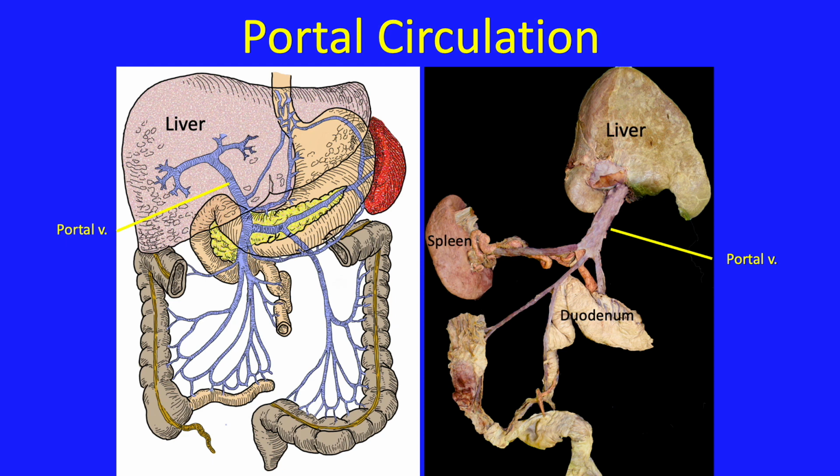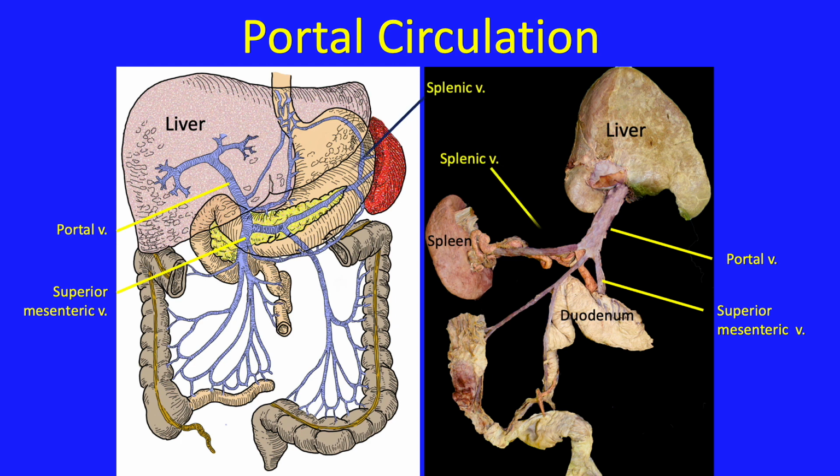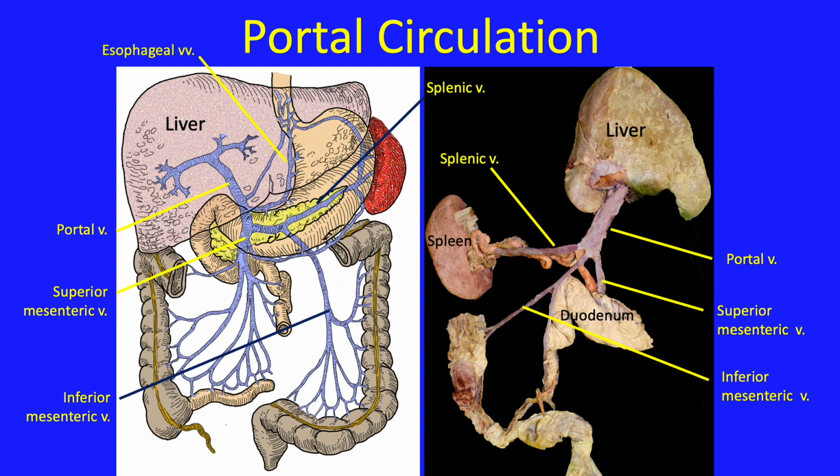The portal vein is formed from the joining together of the superior mesenteric vein, the splenic vein, and the inferior mesenteric vein. Not shown in the dissection is another important contributor to the portal circulation, the esophageal plexus of veins that drains the lower third of the esophagus. Ultimately, the portal vein will drain to the hepatic veins.